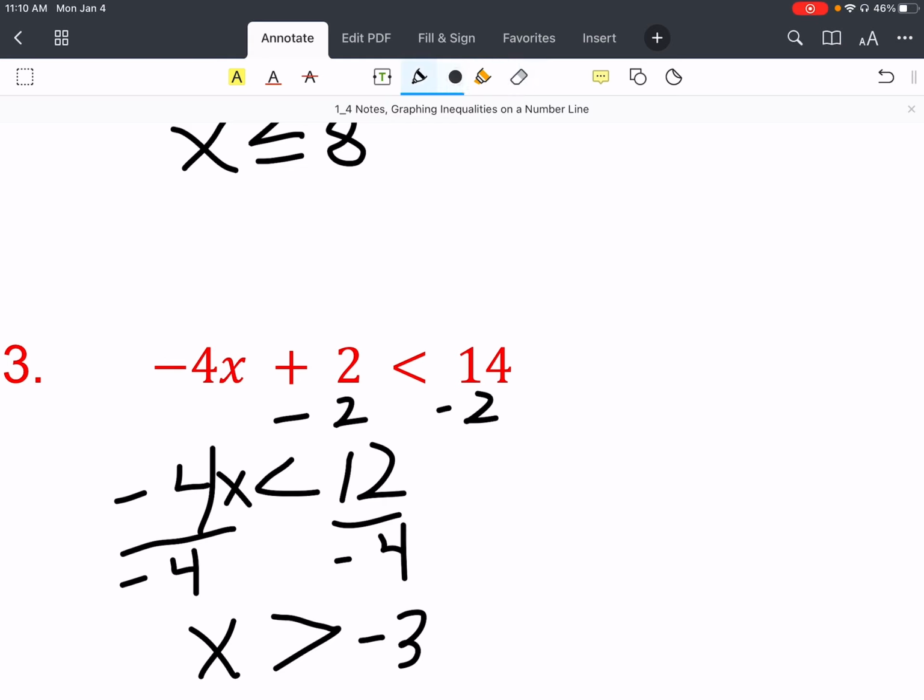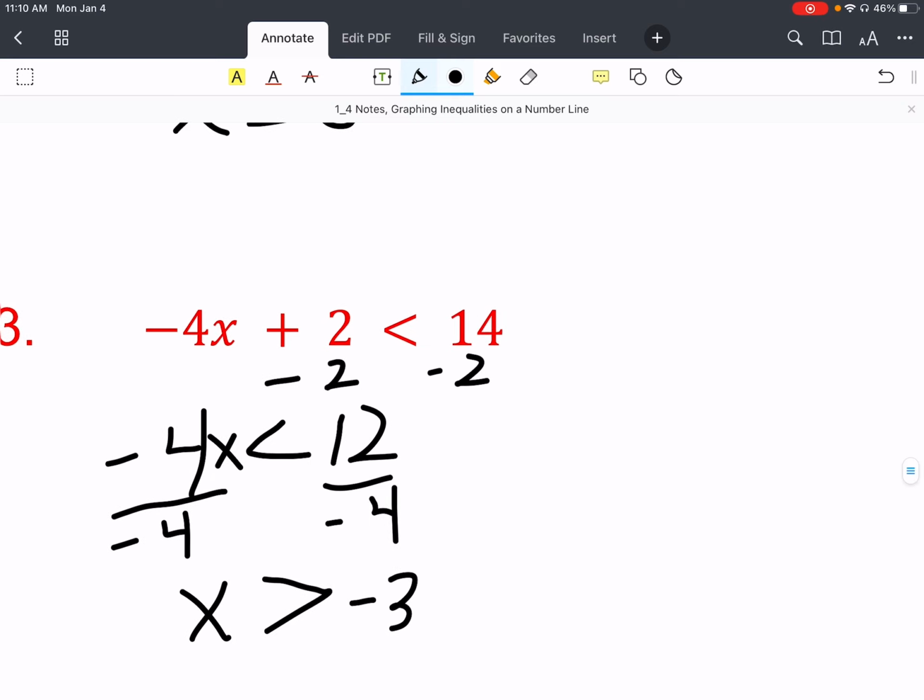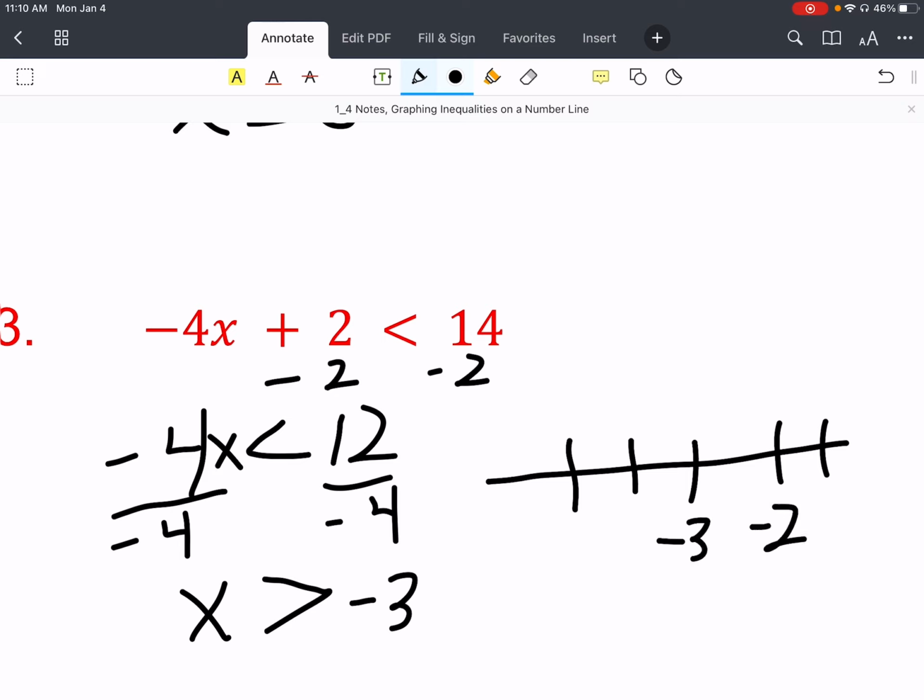But it is difficult to remember that whenever you have to divide or multiply both sides by a negative, you need to flip the symbol. So I have 5 numbers on a number line, negative 3 being in the middle. I have an empty circle at negative 3, and x is greater than negative 3.